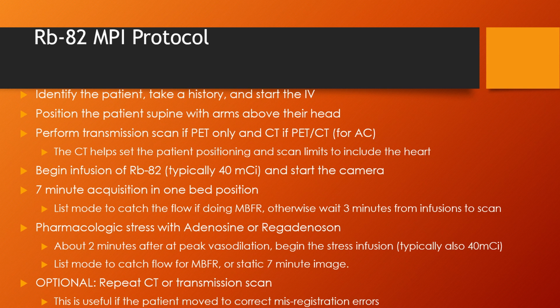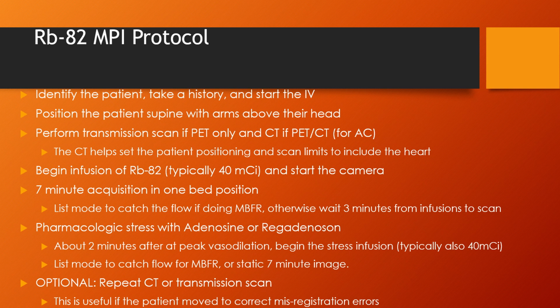For the pharmacologic stress, you can either use adenosine or regadenoson. It's about 2 minutes after, at peak vasodilation, that you would begin the stress infusion, which is typically also 30 to 40 millicuries. Again, you'll use the same dose for rest and stress. So after you administer the adenosine or regadenoson, you want to wait 2 minutes to make sure that it's at peak vasodilation before you start.